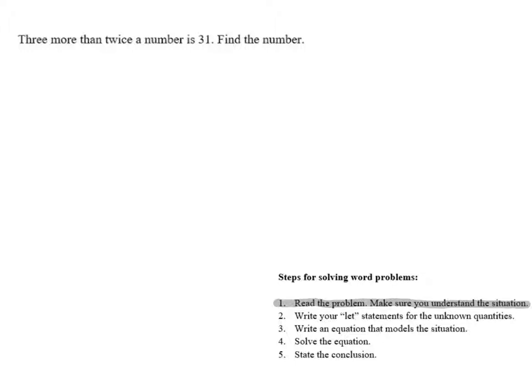Step 2 says, write your let statements for the unknown quantities. In this problem, the instructions tell us to find the number. There's some number, and we don't know its value, and because it's an unknown, we're going to give it a variable. So we're going to let the number be x.